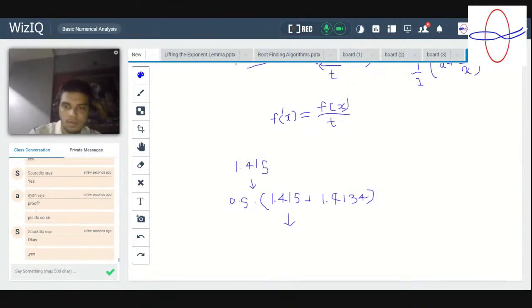Plus 1.415 over 2. This, for example, gives you 1.414213, which is extremely close to the actual number.